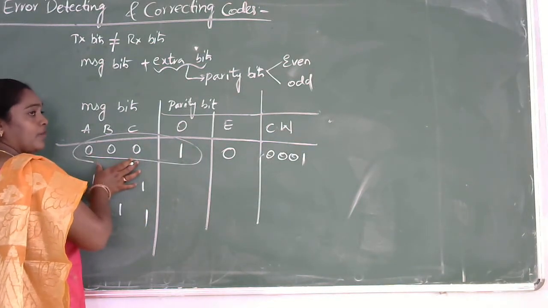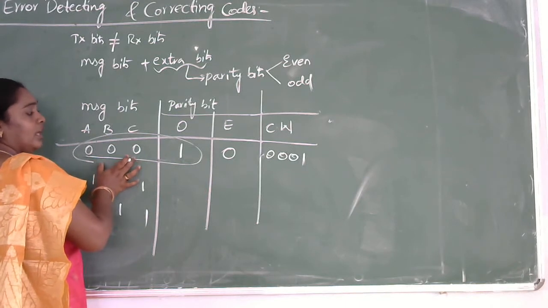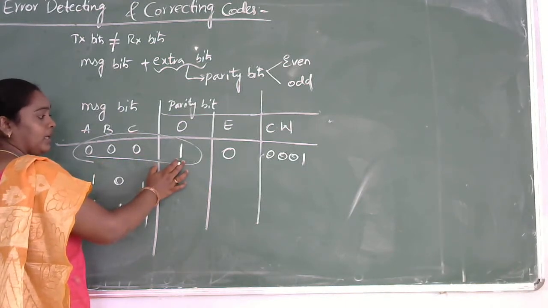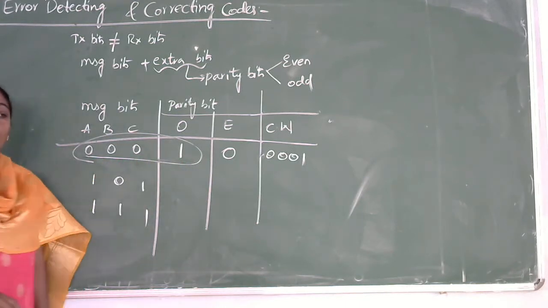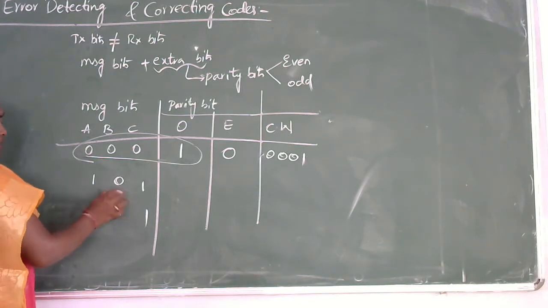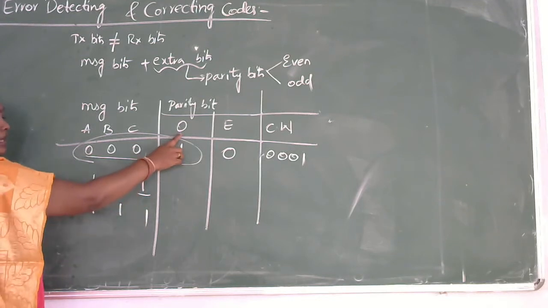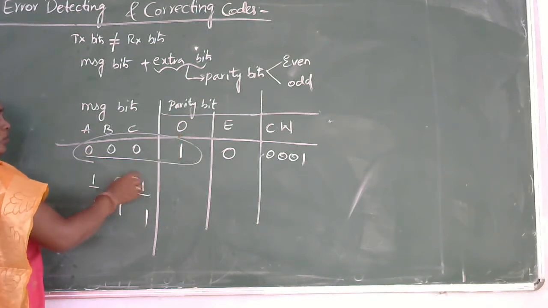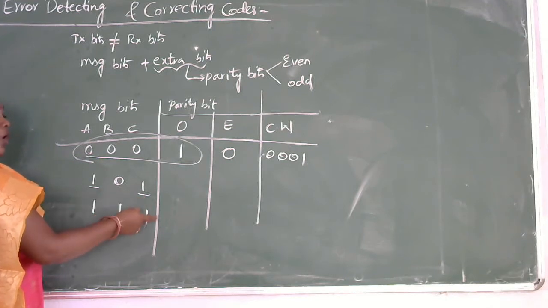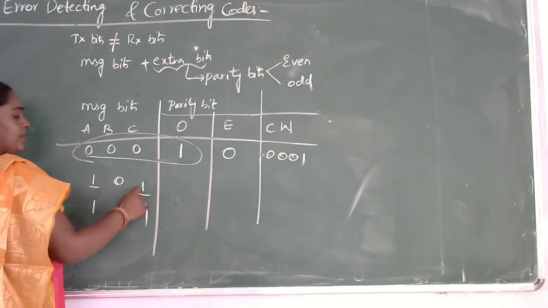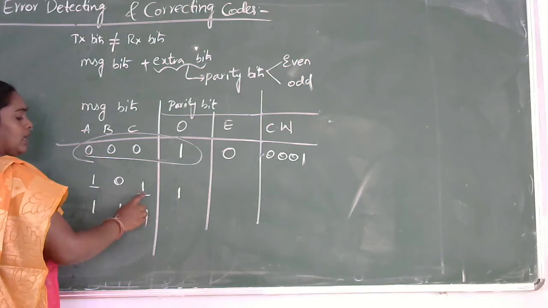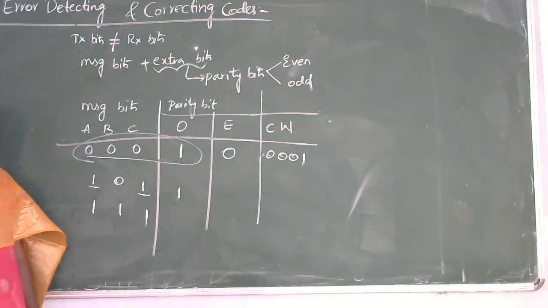If the number of ones is zero, and I want to use an odd parity, I need to append a 1. Similarly, in this case, 1, 0, 1, the total number of ones is 2. If I want to make it an odd parity, the total number of ones should be odd. So, if I add a 1, the total number of ones is 3, which is odd parity.